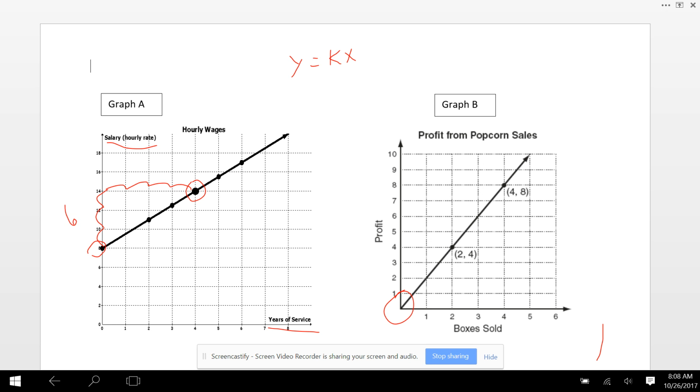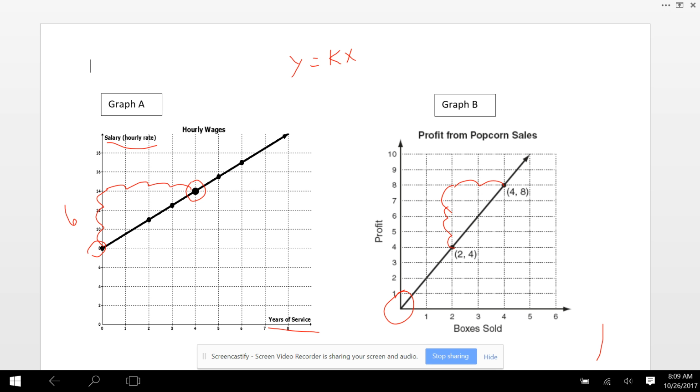Okay, let's look at graph B. So I'm looking at question number 8. What is the slope of the line for graph B? Well, I have 2 points already. Notice that I'm counting by 1s in both directions. So I'm going to go up 1, 2, 3, 4. And I'm going to go over 1, 2. So my slope is 4 over 2, which is 2. And that is the profit per box sold. So it's $2 for every box you sell.